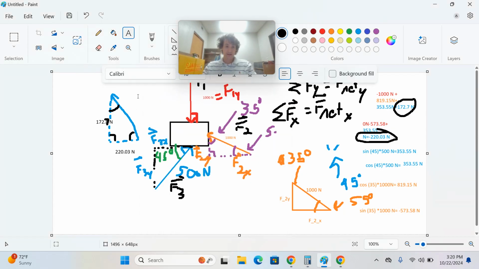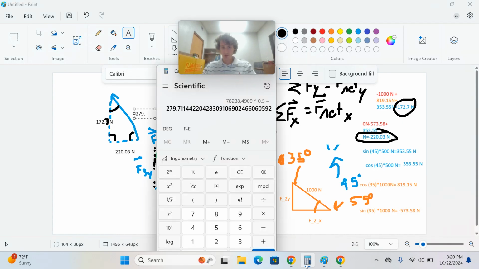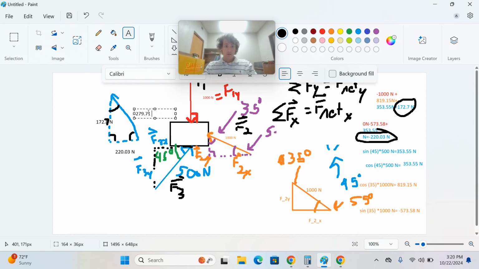So 279. Was it 71? 0.71. Awesome. Newtons. And hopefully you're going to get the right answer. One way to be confident you're not wrong is that your hypotenuse has to be bigger than any one side of the triangle, right? So this is a good sign, 279.71.